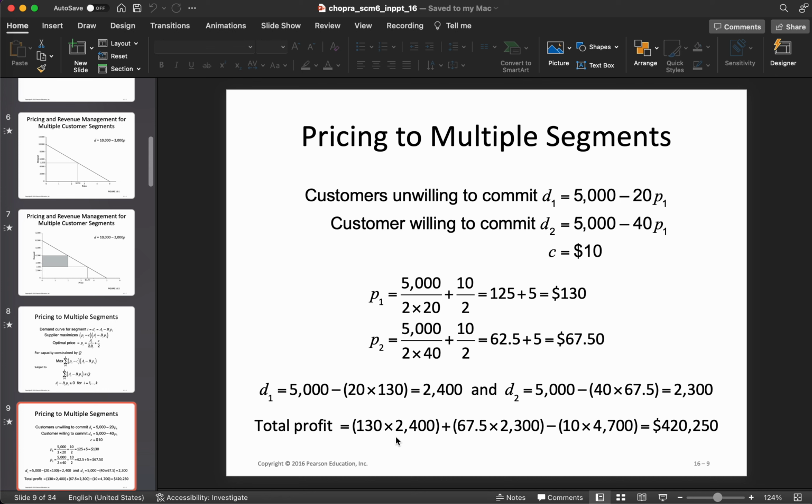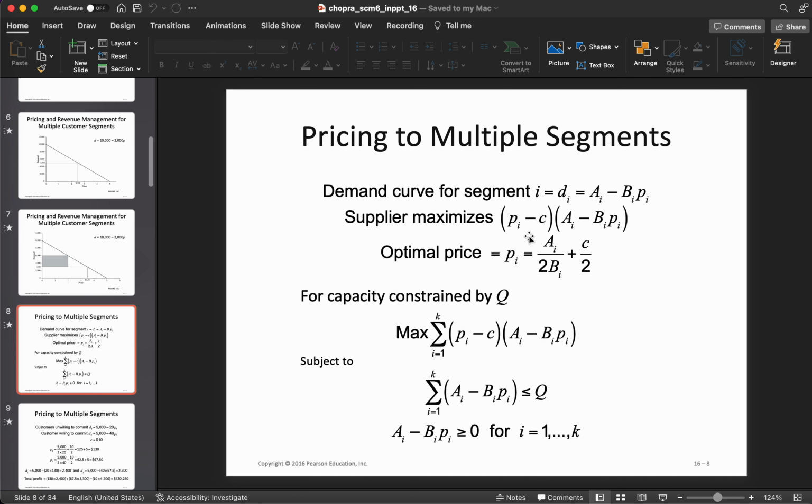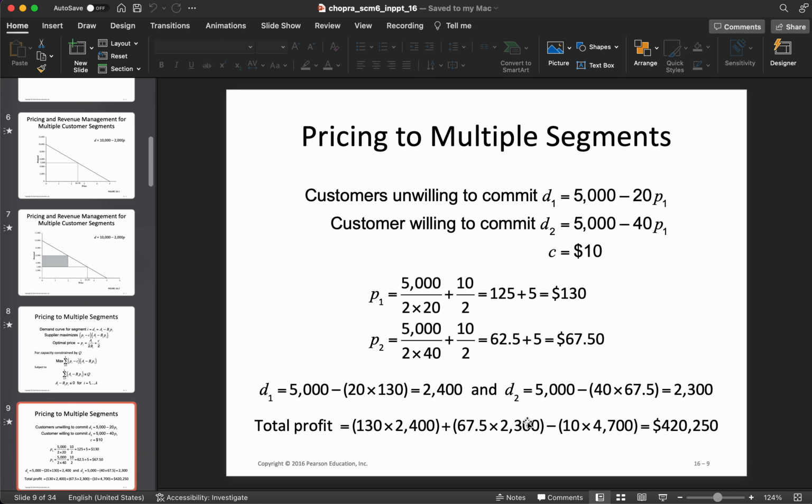And what is the total profit? Total profit is 130 times 2,400 plus 67.5 times 2,300 minus the cost. So this is the formula for the total profit. Remember that you have to subtract the cost, obviously. This is the total revenue minus the total cost. All the 4,700 units that you manufacture, 2,400 for the first segment and 2,300 for the second segment, they all have to cost you $10, right? So our profit is going to be $420,250. But here we are assuming that we are able to manufacture all 4,700 units.